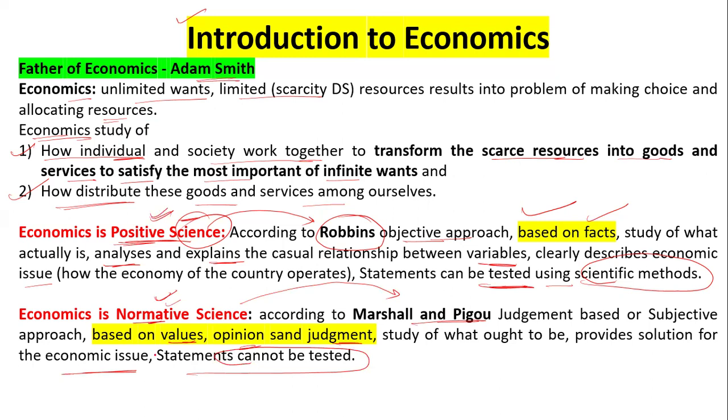And when we are unable to test it, because we cannot test our values, opinion and judgment, we can just classify this as satisfactory or non-satisfactory in a normative way. So that's why it is also a normative science. I hope you are clearing your concept here. The main thing, the author's name and the propounder's name, you have to keep in your mind.